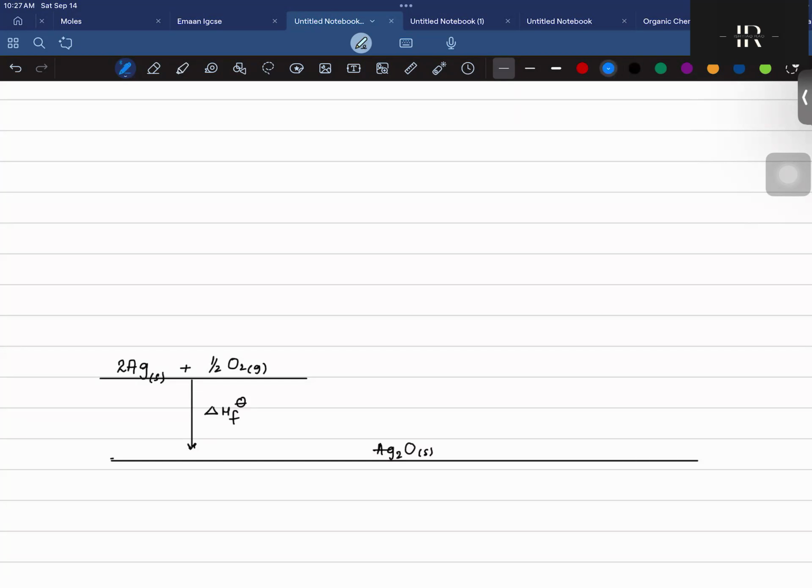Okay. Then 2Ag gas. Then 2Ag plus 1. Then the same thing, but the oxygen is atomized. Oxygen is atomized. Okay.